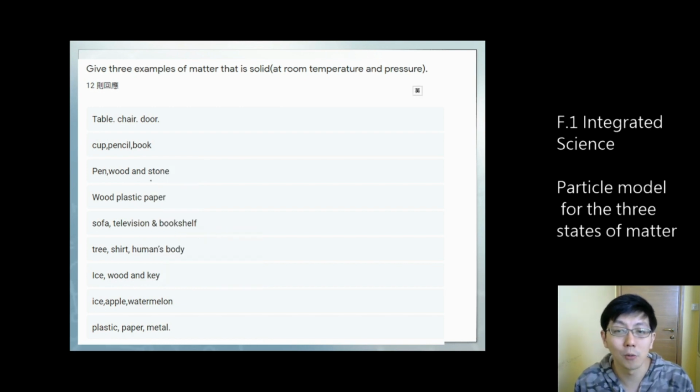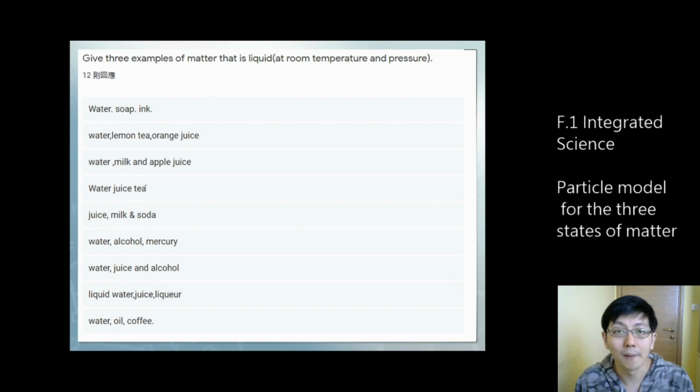For solid, this one should be easy, so I'm going to skip it. For liquid, it is a little bit challenging. Most of you suggest water, and some of you suggest alcohol.